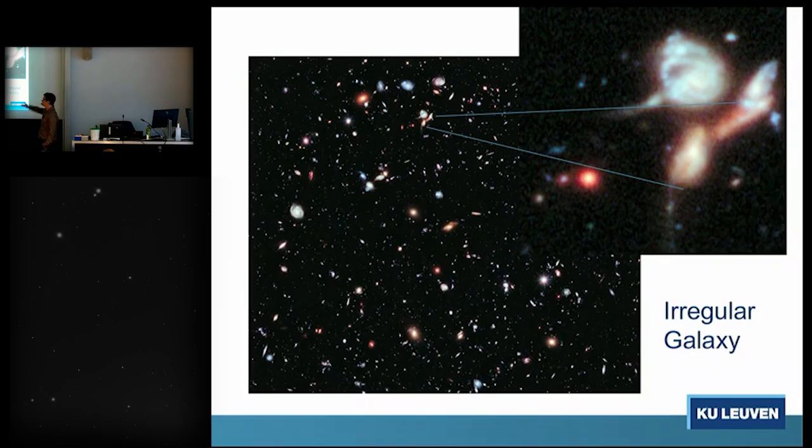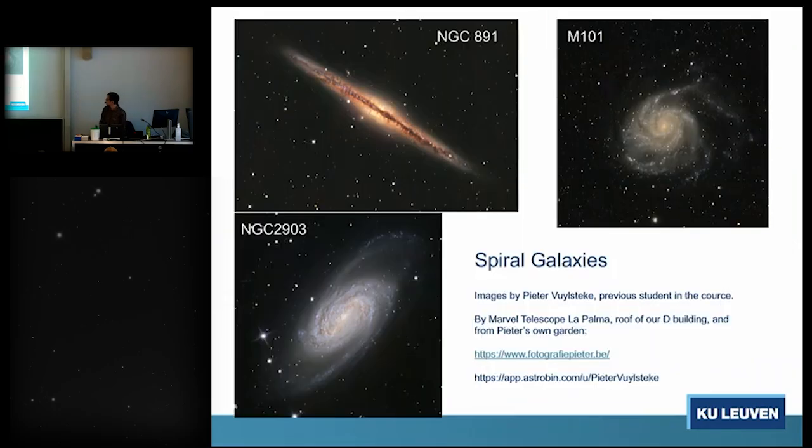And then we have this group of irregulars that are in between, but there are very many that have very distinct shapes here. Now, here are some images of beautiful spiral galaxies. These are actually taken by Peter, who was a previous student in this course. He's also an active astrophotographer. You can check out his homepage here for many more beautiful pictures. Some are taken with our telescopes at La Palma. Some actually from the roof of the D building over there, etc.